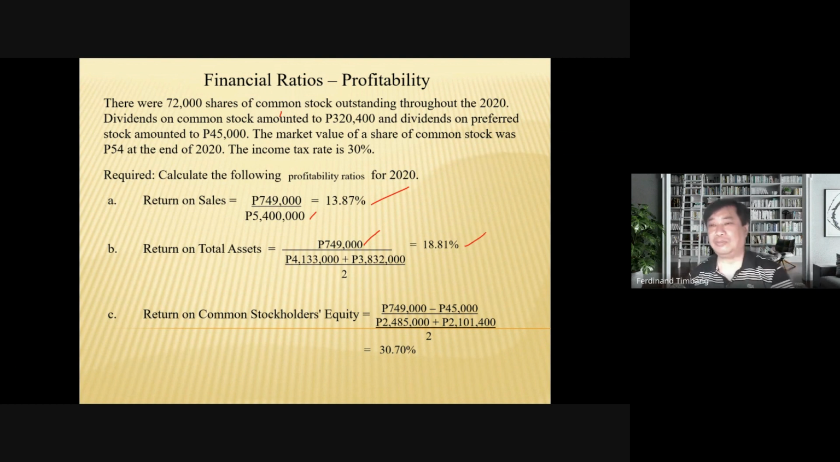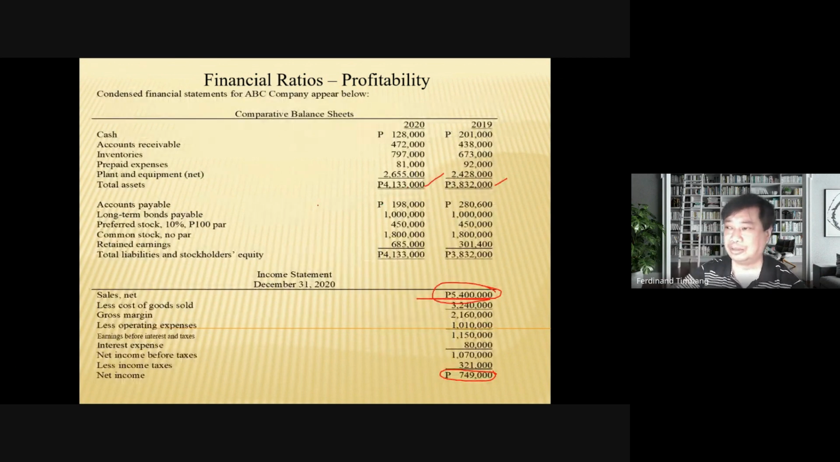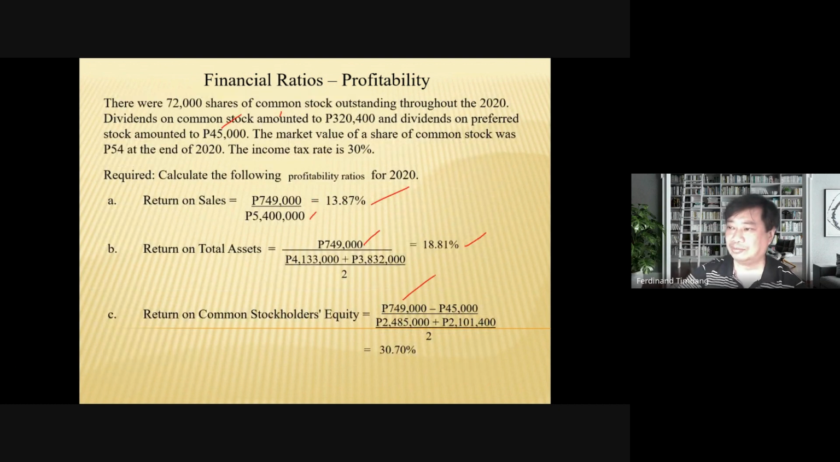Now, what about the return on stockholders' equity? For this one, we have to remove the dividends on the preferred stock. Meron tayong 749,000 na net income. Tapos, tanggalin natin yung preferred stock dividend na 45,000. Kasi alam nyo, common stockholders' equity naman to, di ba? So, we are removing the preferred stockholder, in particular, the dividends.